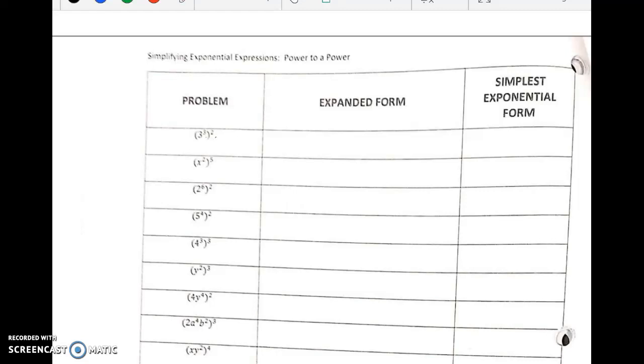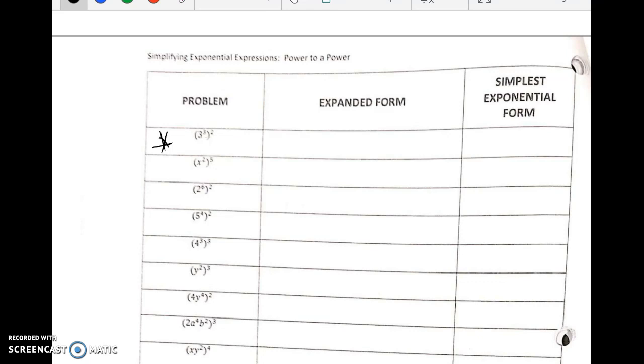Hi guys, so I'm going to teach you how to do the power to power property with exponents. So we need to figure out what this rule is. I'm not just going to tell you what it is, I'm going to have you actually figure it out, but I'm going to kind of help you along the way. So I'm working on the handout that you should have picked up from the front, and I'm going to do this first problem with you.